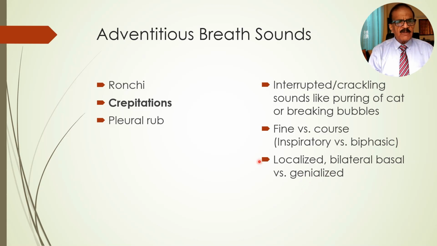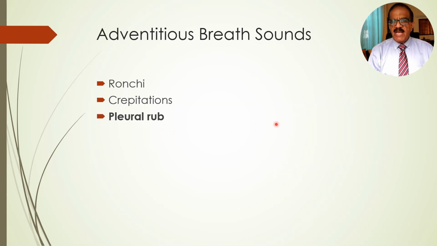So now let's move to the third adventitious sound, that is pleural rub. Pleural rub is produced by the rubbing of two layers of pleura against each other. In a normal healthy person, when we breathe, both surfaces of pleura rub against each other, but there is no sound because normally pleura is very smooth, covered by pleural fluid.